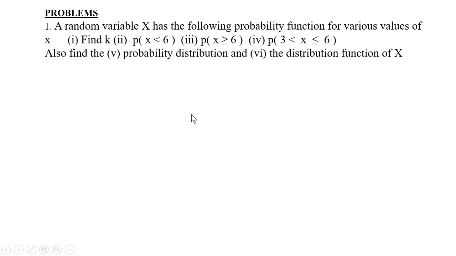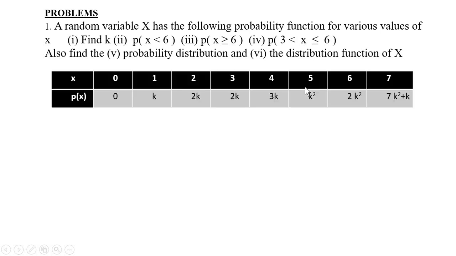Now let us discuss a few problems. A random variable capital X has the following probability function for various values of x. Here we have 6 questions. Find the value of k, probability of x less than 6, probability of x greater than or equal to 6, probability that it lies between 3 and 6. Find the probability distribution as well as the distribution function. So they have given us the table. Here we have to find the value of k first. Let us go through the solution.